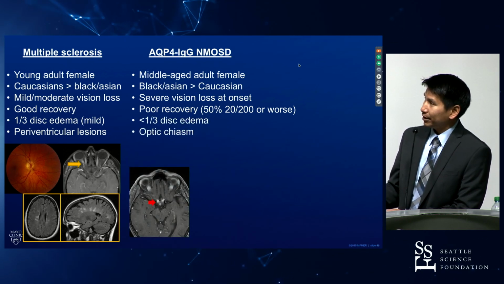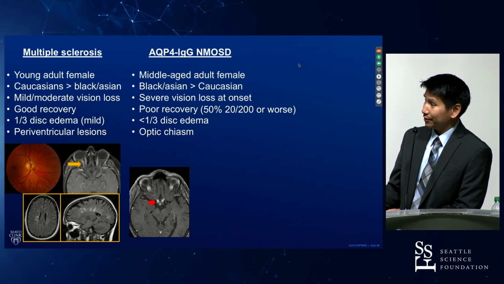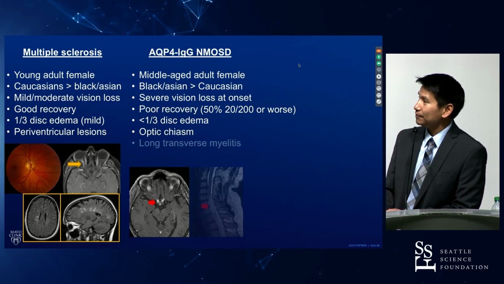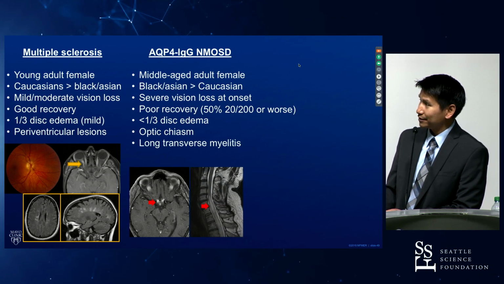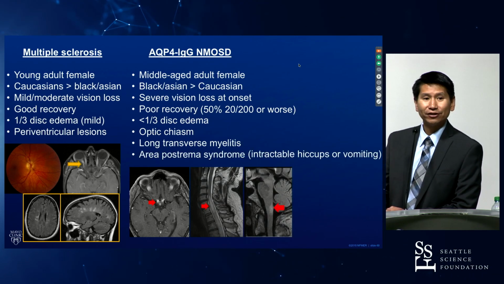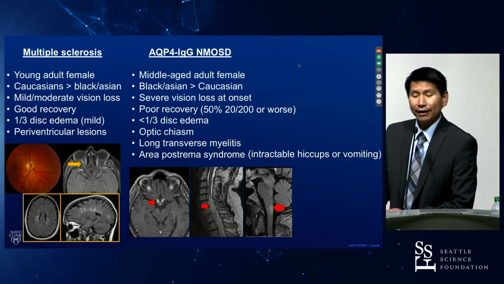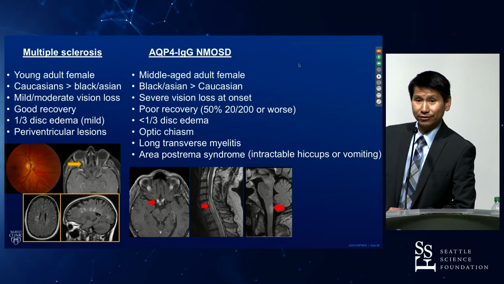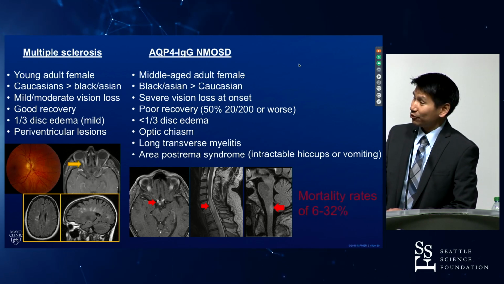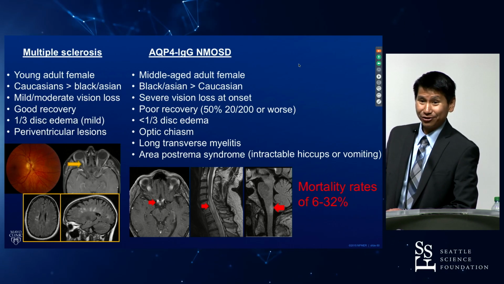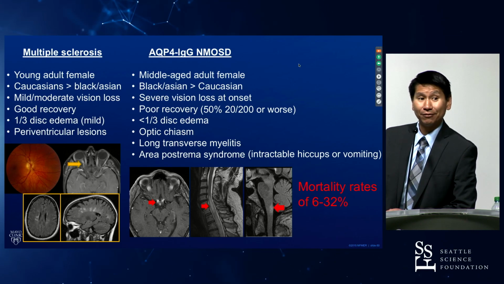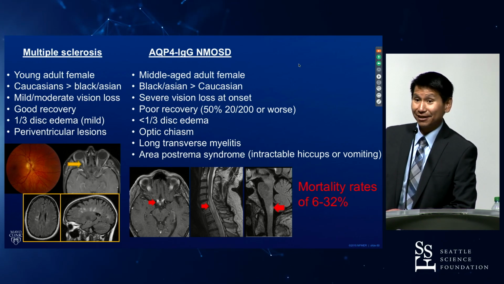Things that make us think about optic neuritis from aquaporin 4 is the severity, but also oftentimes the lesions are more posterior, so if you see a chiasm lesion, you want to think about NMO, not MS. And of course, if you see long transverse myelitis, area postrema syndrome, those are all tip-offs for NMO. And other parts of the brain can be affected as well, including the diencephalon, your respiratory centers. Patients can end up quadriplegic. And mortality rates have been reported to be as high as 32%. Fortunately, now we're much closer to 6%, perhaps probably even better than that now that we've got earlier diagnosis, better treatments. But this can be a fatal disease.